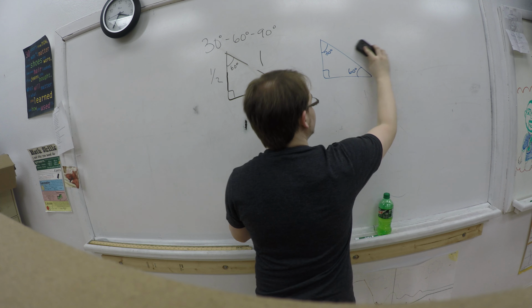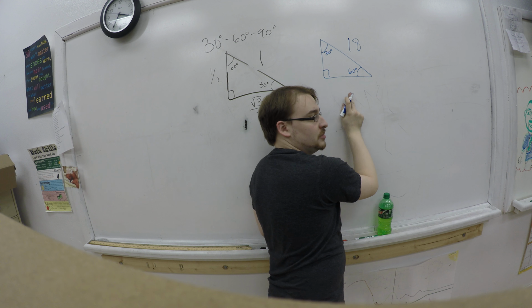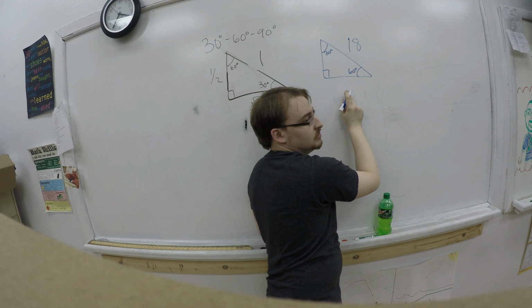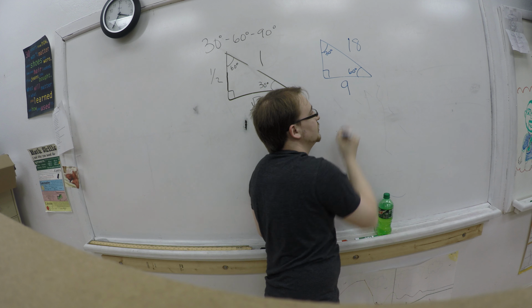If the hypotenuse was 18, what would the opposite of 30 be, Kyle? 18 divided by 2 is? I couldn't tell you right now. I've destroyed his mind. I've fried all the circuits. 18 divided by 2 is 9.